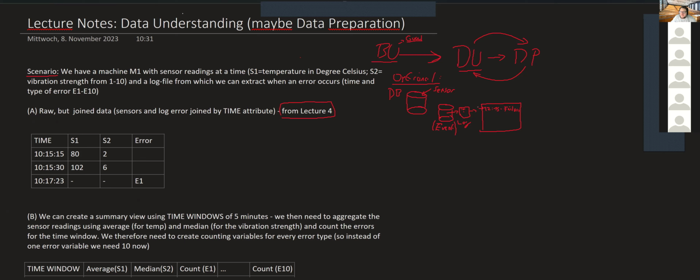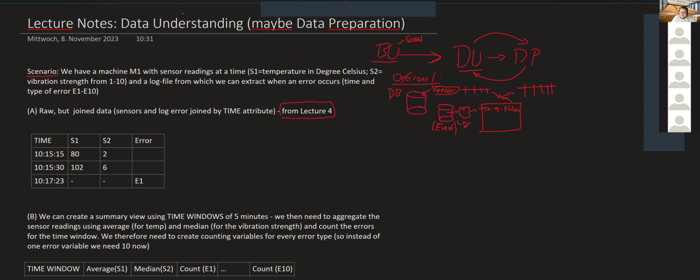And then the first task is to take the sensor readings, which are a table, and match them somehow, put them together in one data table that we can later use for modeling. So this is data understanding.